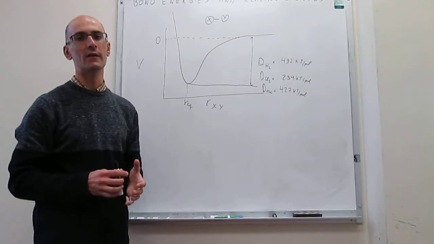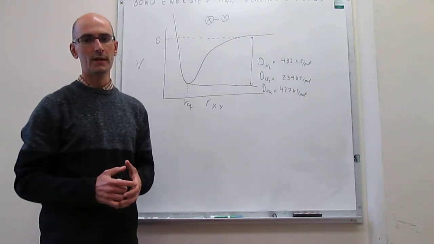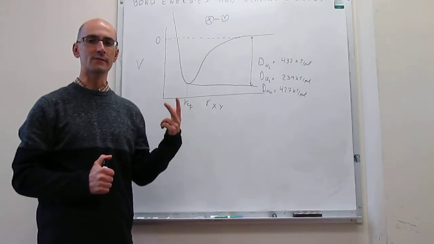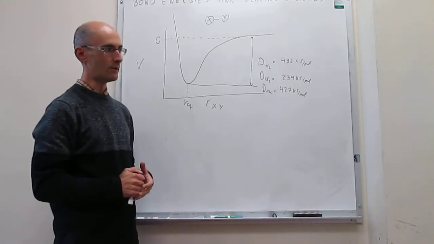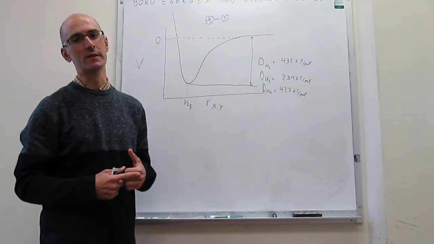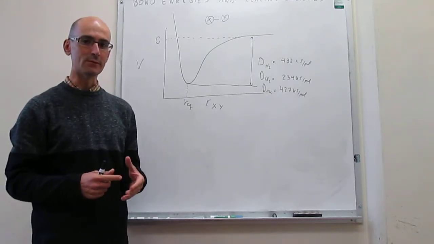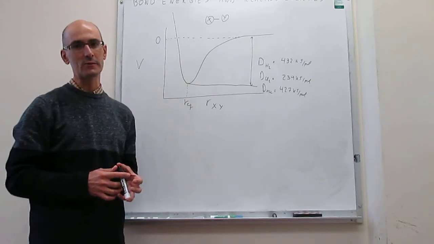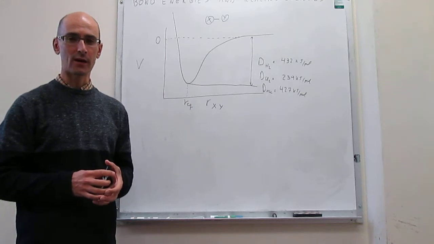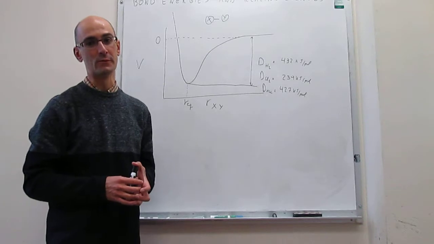There should be a dependence on whether the bonds are single, double, or triple, and that is very well seen when you look at the bond energies of C-C single bonds, C-C double bonds, and C-C triple bonds. For example, the typical C-C single bond is about 350 kilojoules per mole. The typical C-C double bond is about 600 kilojoules per mole. And when you go to a carbon-carbon triple bond, that energy is on the order of 840 kilojoules per mole or so.